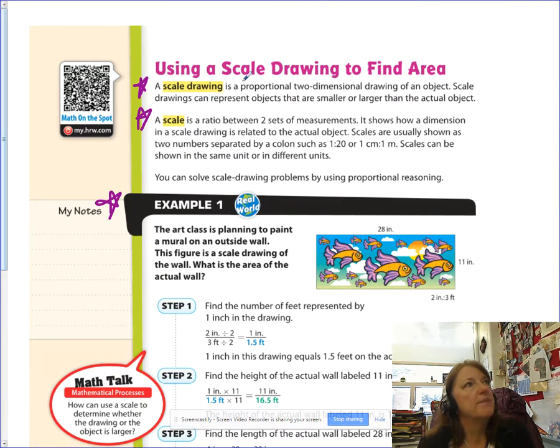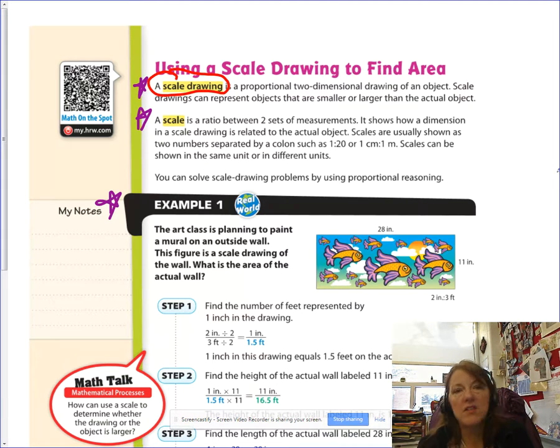All right, turn the page. Here's where we're getting some definitions then. First of all, a scale drawing is a proportional two-dimensional drawing of an object. Scale drawings can represent objects that are either smaller or larger than the real thing.